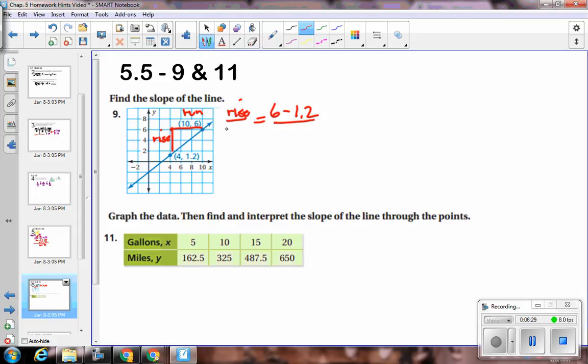For the run, we're finding out the change in x. So x goes from 4 for the bottom point to 10 for the upper point. So we're doing 10 minus 4.